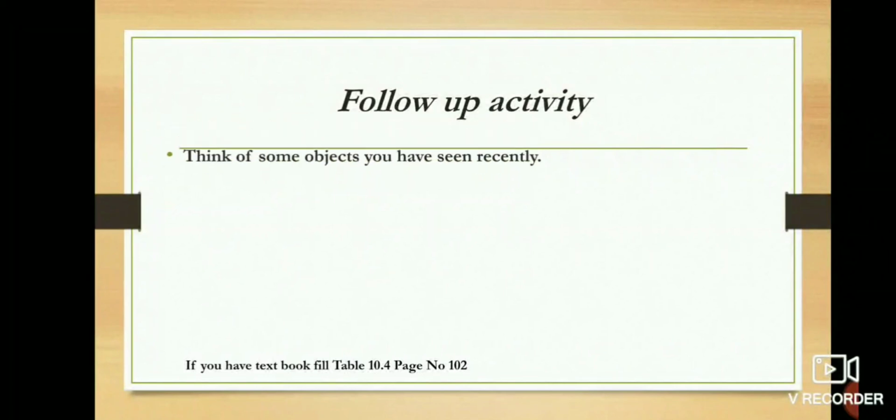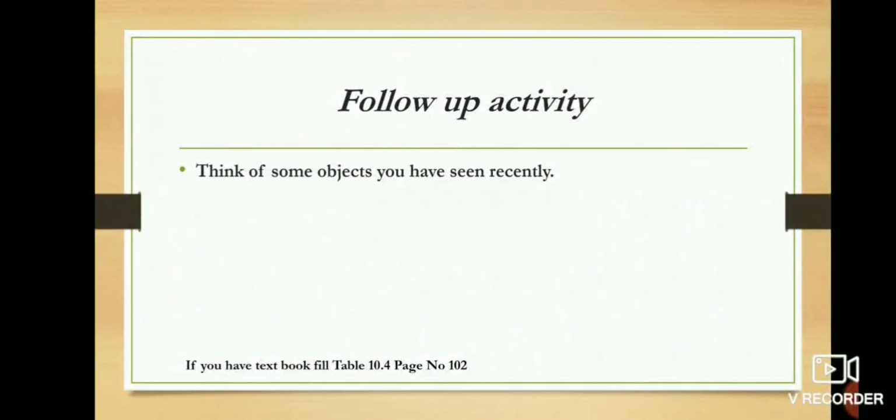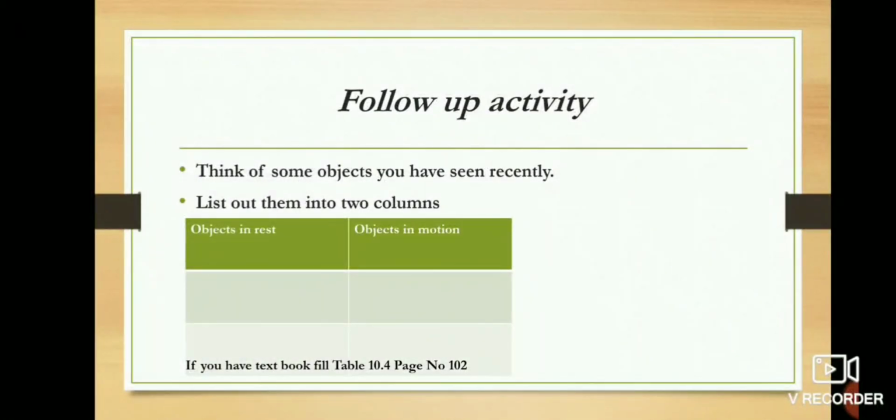The follow-up activity for today is, think of some objects you have seen recently. List them out into two columns, objects in rest and objects in motion. The same column is given on page number 102 in your textbook, table 10.4. If you have a textbook, fill it there.